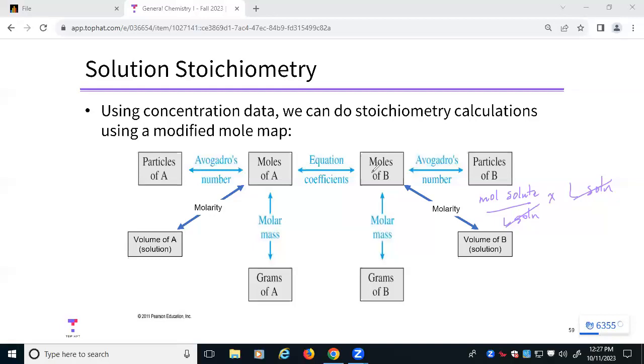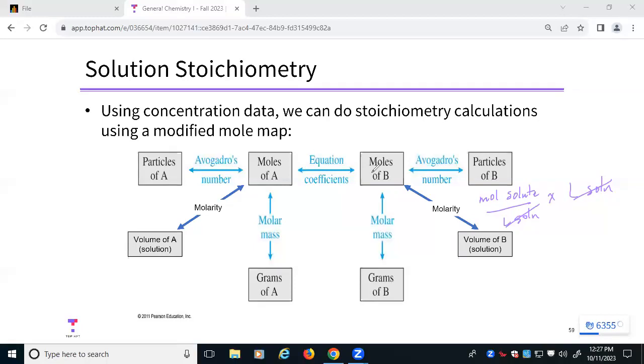Maybe I want to go from moles of one thing to another volume. I need to figure out the molarity. Maybe I want to take that moles of something else and turn it into grams. I can do that with molar mass. The possibilities are kind of endless here. The only thing that we were missing was the link to get us to moles. And that link is the molarity.